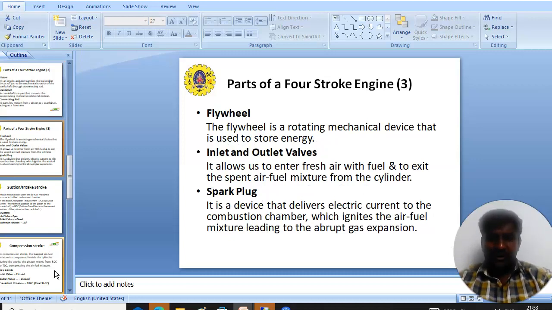Flywheel is a rotating mechanical device that is used to store energy. Inlet and outlet valves allow fresh air with the fuel to enter and the spent air fuel mixture to exit from the cylinder. Spark plug is a device that delivers electrical current to the combustion chamber, which ignites the air fuel mixture, leading to abrupt gas expansion.